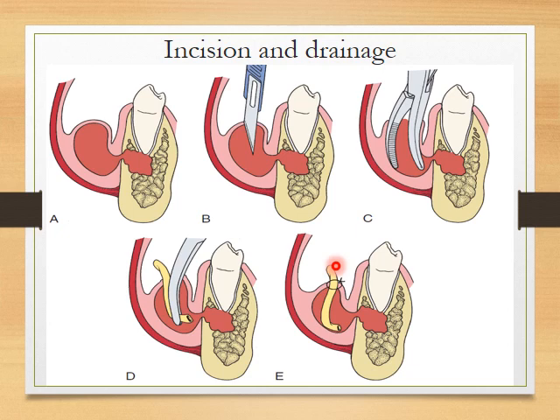The drain should remain in place until all the drainage has stopped. I ask the patient to come after 1 day, 2 days, 3 days and check for the progress of the incision and the drainage. Removal is done by simply cutting the suture and slipping the drain from the wound, and the wound will heal normally. There's no need for any suture.